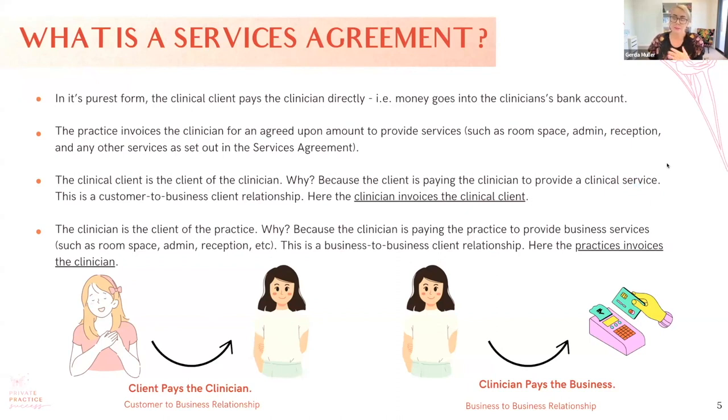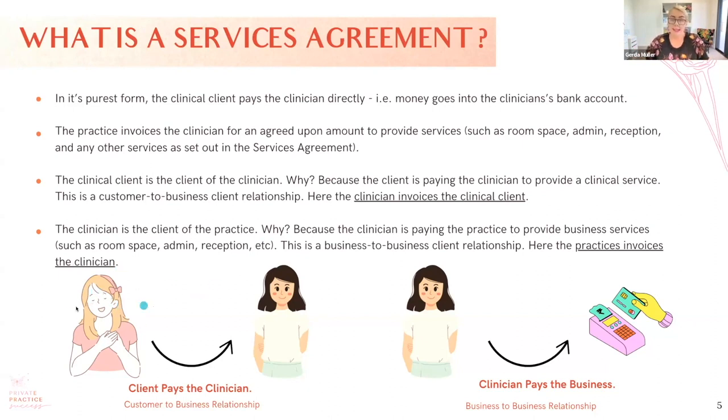So a services agreement is different to a room rental agreement. Let's just say that for a second. A room rental agreement is only you rent the room and that's it. A services agreement is you get the room, but you also get admin. There's somebody welcoming your clients. Maybe they're doing the billing generally, maybe even doing some marketing on your behalf. So we're doing all these services for you that is set out in the services agreement.